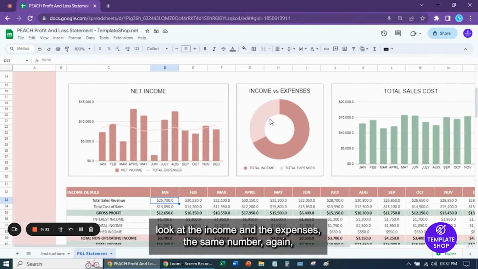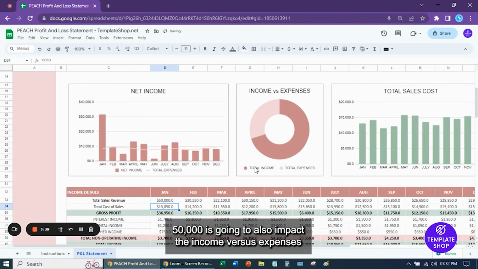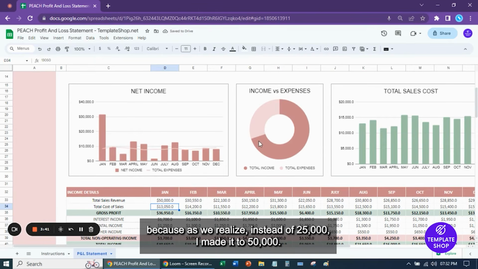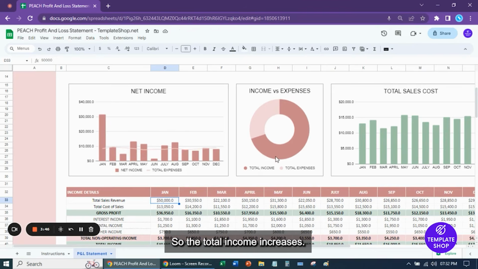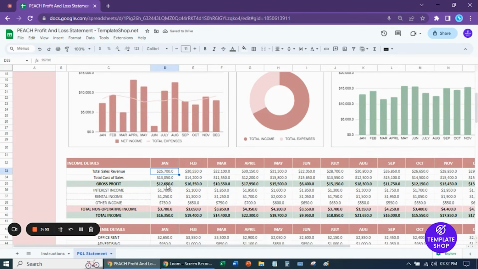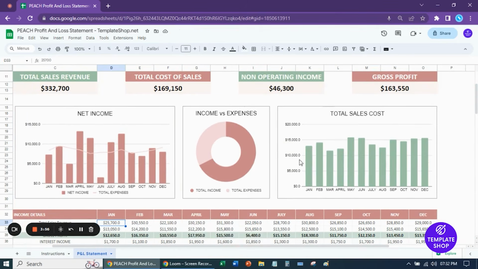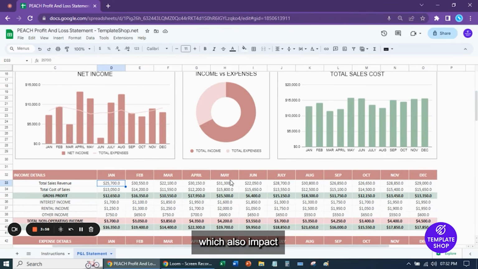If you look at the income and the expenses, the same number again, 50,000, is going to also impact the income versus expenses, because as we realize, instead of 25,000, I made it 50,000. So the total income increases. I undo what I've done, it decreases. Furthermore, we also have the total sales cost, which is also impacted.